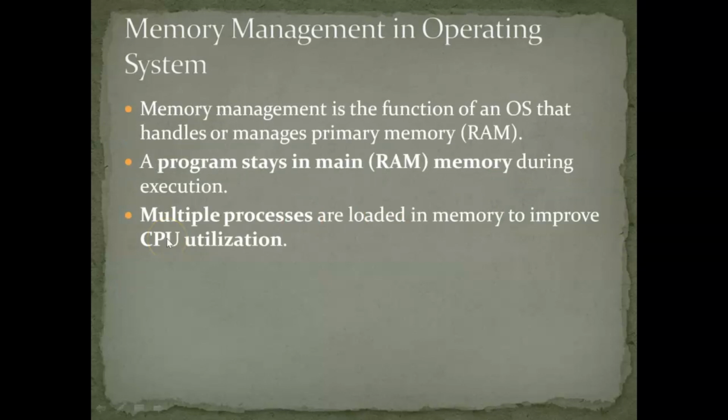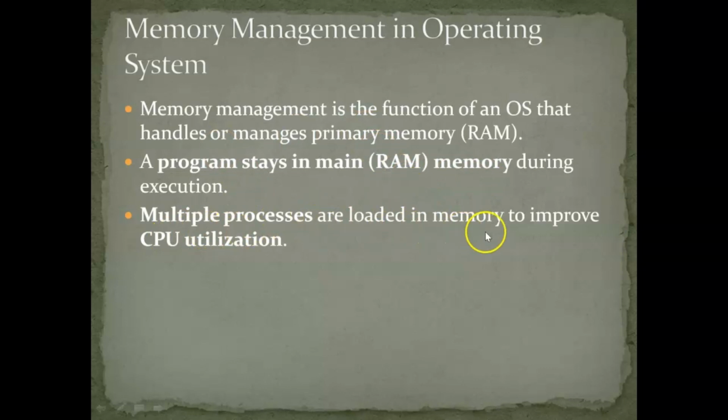Operating system role is memory management. So memory management, it is again a function of operating system that handles the management of your memory, how to be allocated this memory to your process. Now in this we have to know that operating system manages the primary memory, that is RAM. Okay, RAM is managed by your operating system. A program stays in RAM during your execution. Whenever the execution is happening, the program is in the main memory, that you have to know.